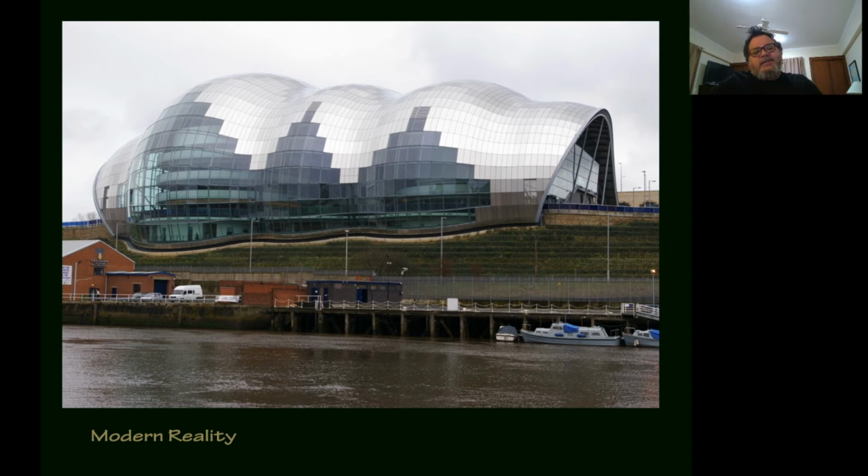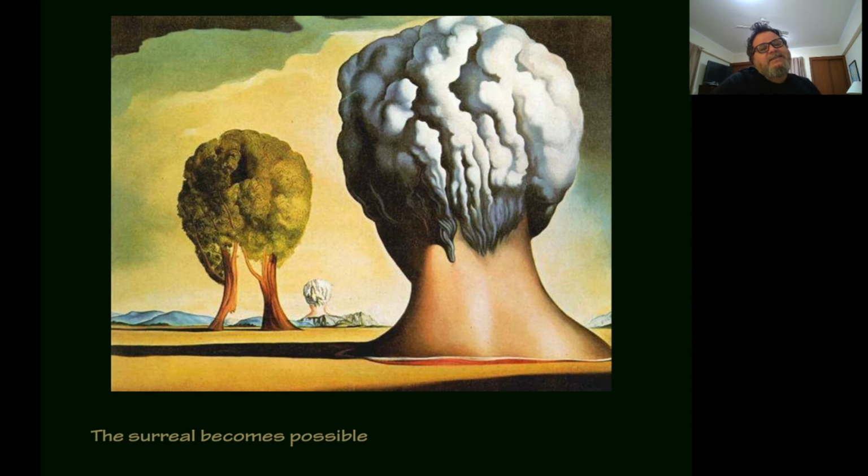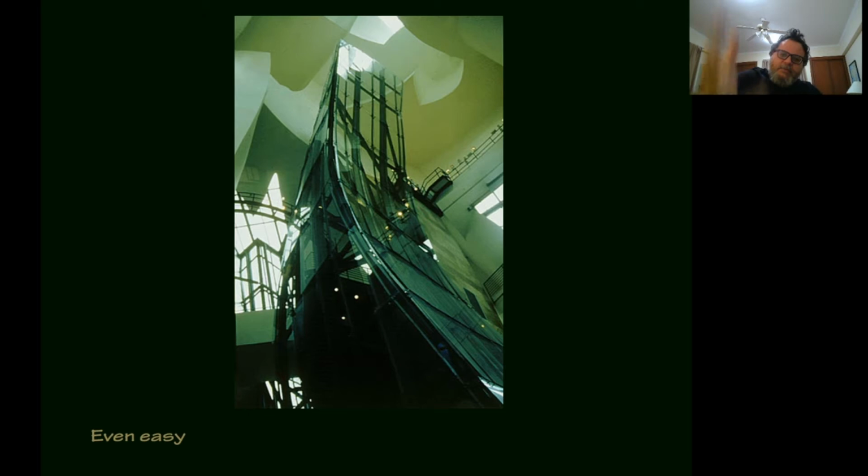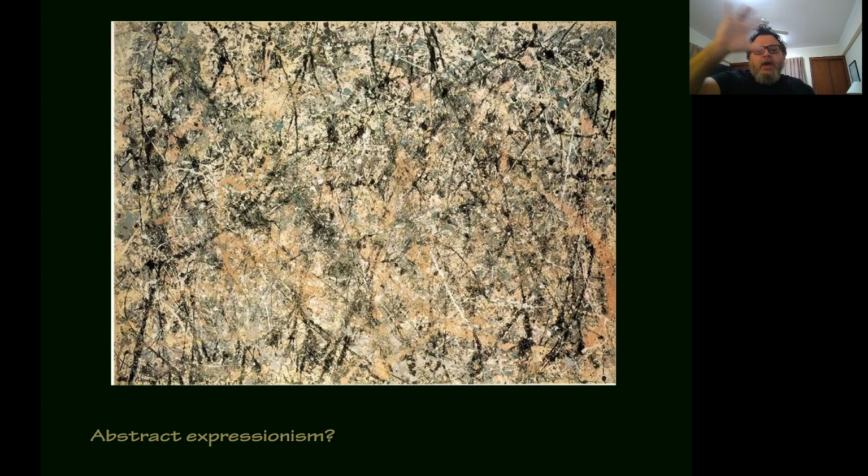But the way in which things that were considered forms that were impossible and drawn as futurist forms have now become very possible and pretty easy, actually. Even ideas of the surreal become possible. These impossible shapes and weird crossovers, and even something like this is Pollock. You guys know Pollock?